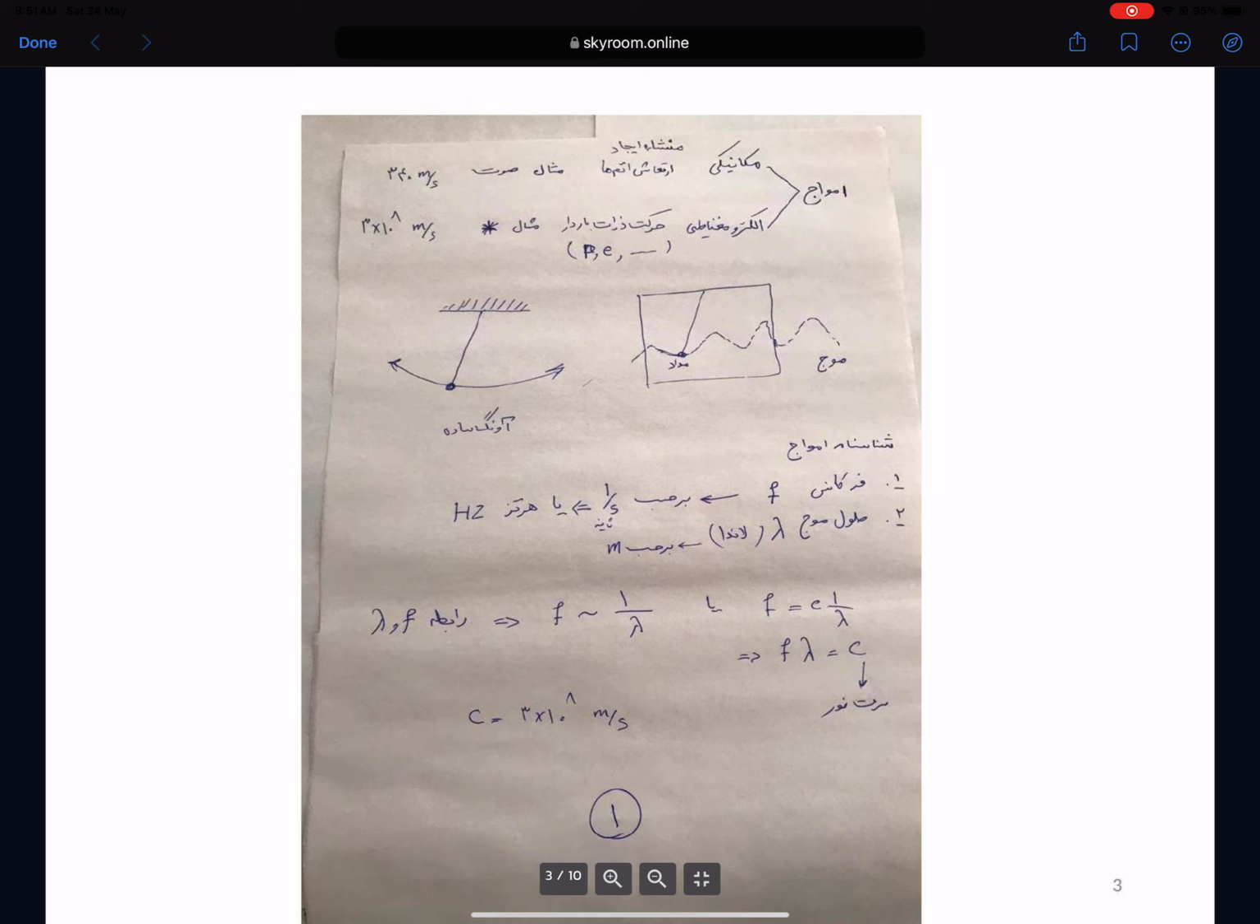So all the electromagnetic and mechanical waves also have an ID card. And in their ID cards, two properties are very important for me.